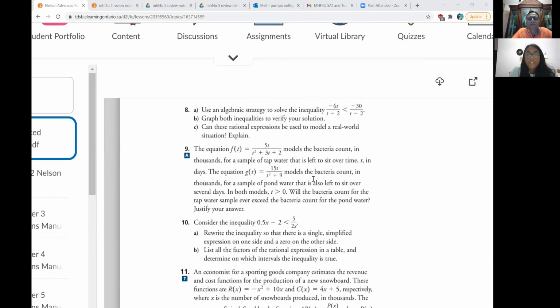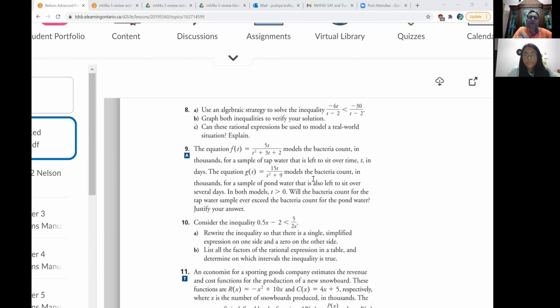The equation f of t equals 5t over t squared plus 3t plus 2 models the bacteria count in thousands for a sample of tap water that is left to sit over time, t in days. The equation g of t equals 5t over t squared plus 9 models the bacteria count in thousands for a sample of pond water that is also left to sit over several days. In both models, t is greater than 0. Will the bacteria count for the tap water sample ever exceed the bacteria count for the pond water? Justify your answer. Correct. So it's an inequality which you have to solve, correct?